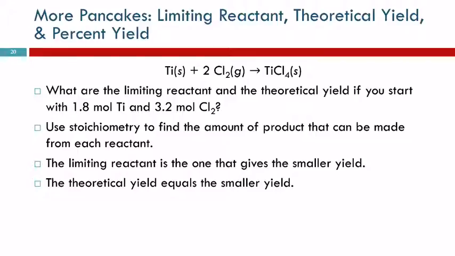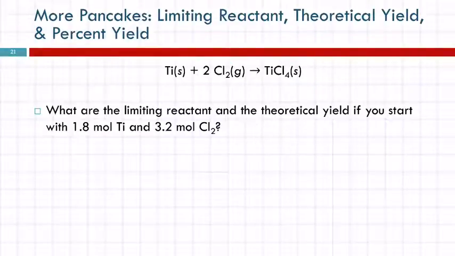Okay, so let's look at this one. Titanium plus chlorine to make titanium 4 chloride. What are the limiting reactant and the theoretical yield if you start with 1.8 moles of titanium and 3.2 moles of chlorine? Well, how did we figure out the pancake problem? We took each ingredient and figured out how many pancakes we could make. We're going to do the same thing with chemical reactions.